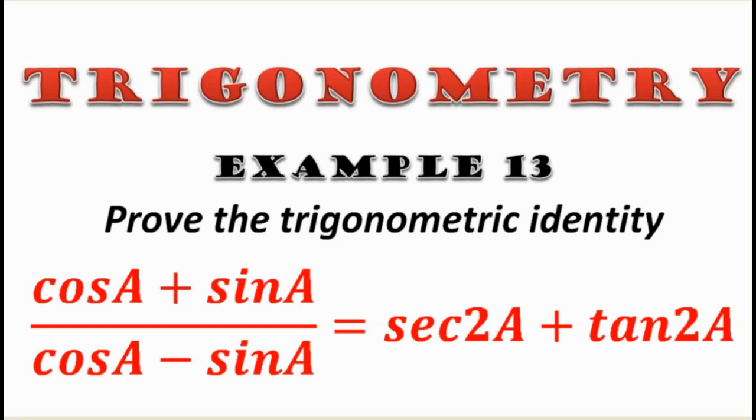Example number 13. Prove the trigonometric identity (cos A + sin A) / (cos A - sin A) = sec 2A + tan 2A.